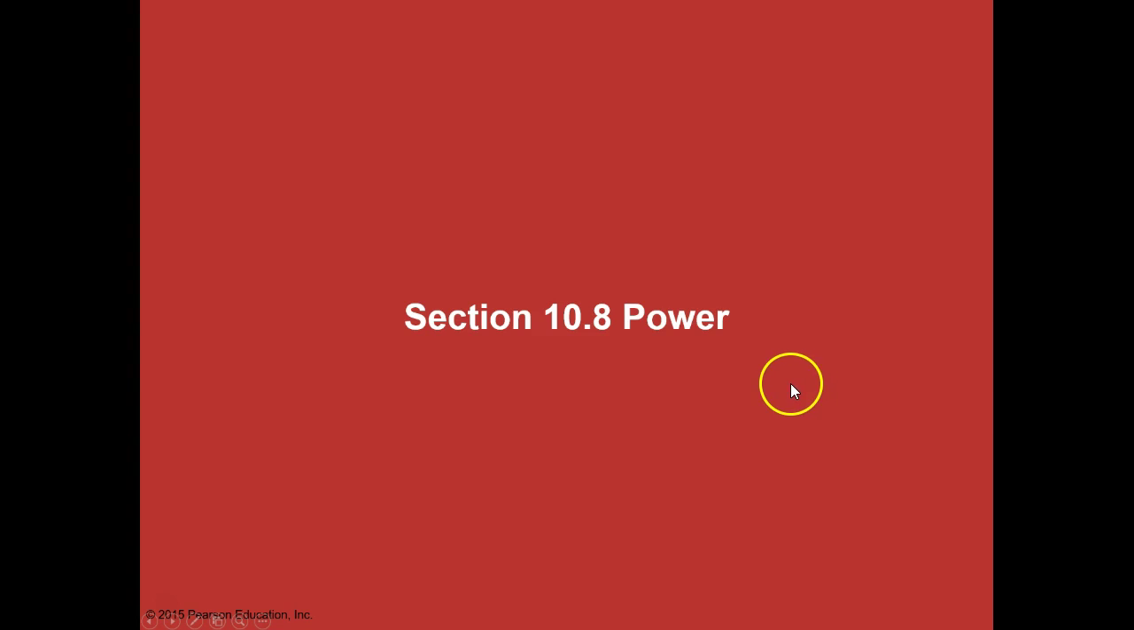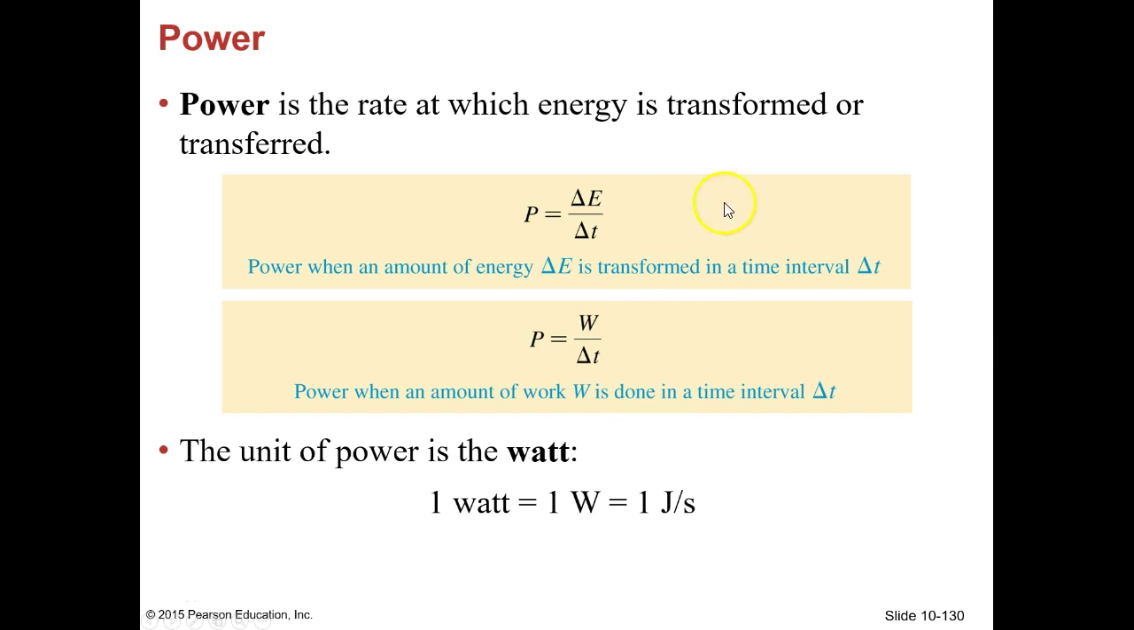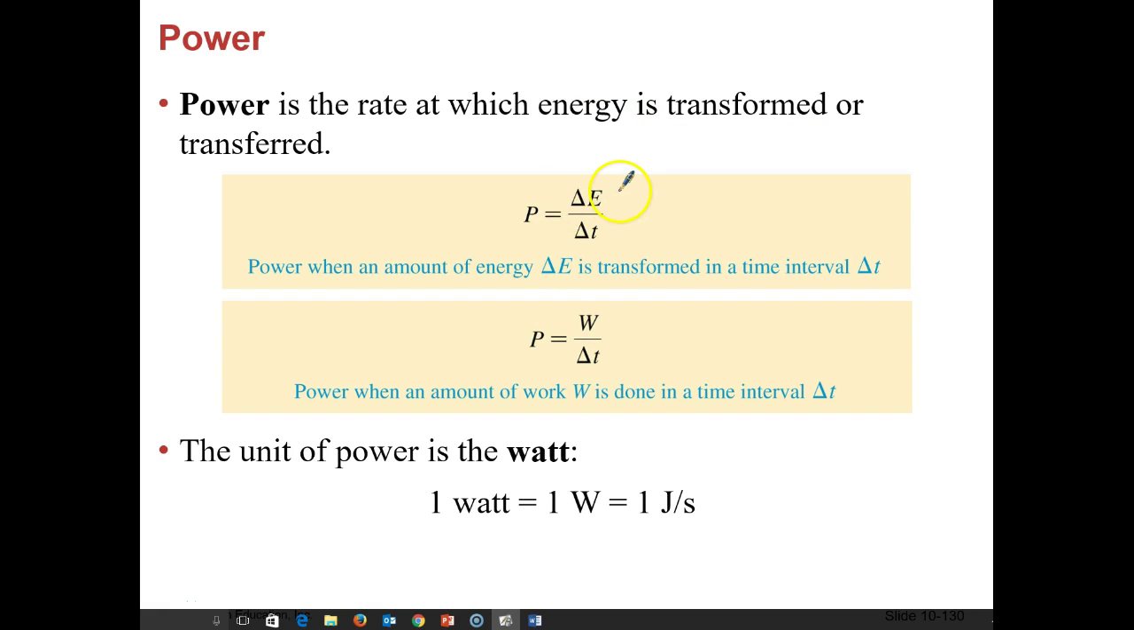Hey, this is Horner, and this is section 10.8, which is power. Power is really just the rate at which energy is either transformed or transferred from one place to another, or one form to the other. And so power is equal to change in energy over the change in time. But remember, work is equal to the change in energy.